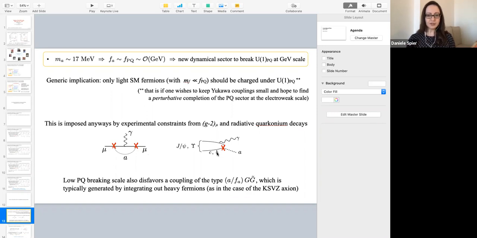But the argument you're making, which I've heard before, which is you have flavor violation because you're aligning the quark in the mass spaces, that I don't see. It's precisely because you're aligning the quark in the mass spaces that you shouldn't have flavor violation, not at this level.